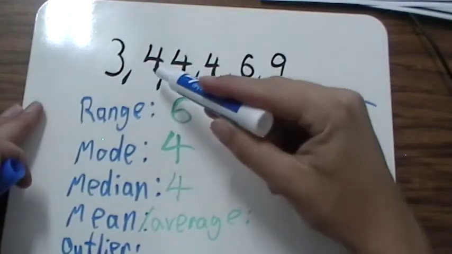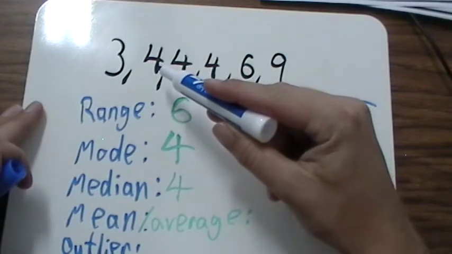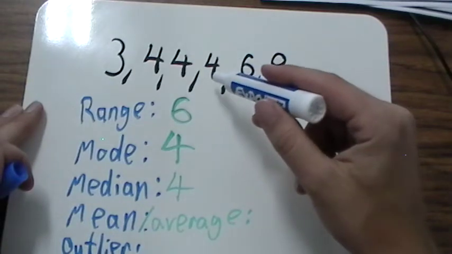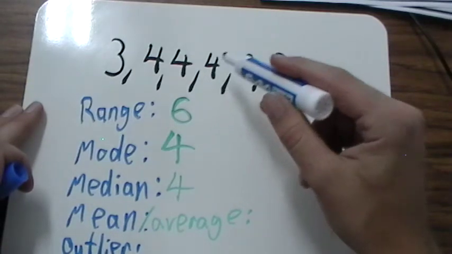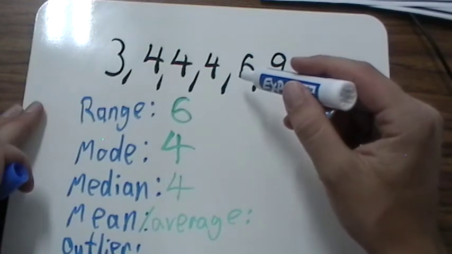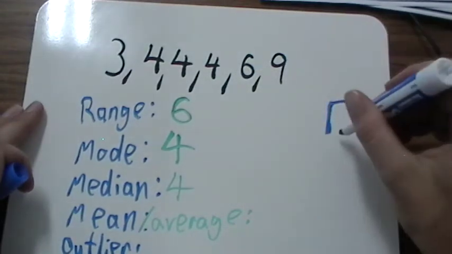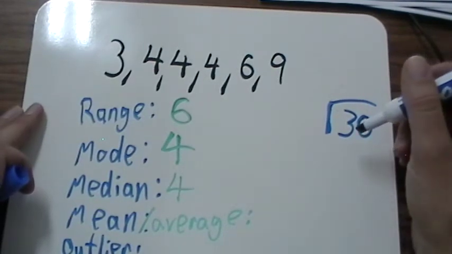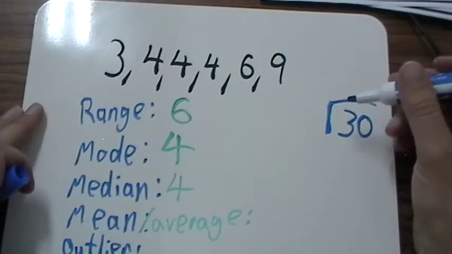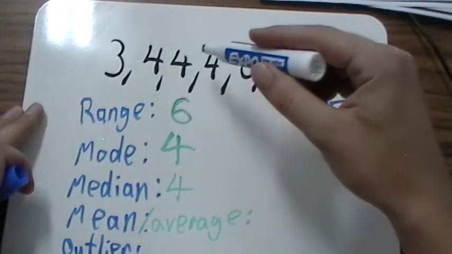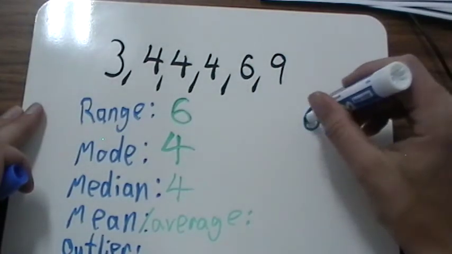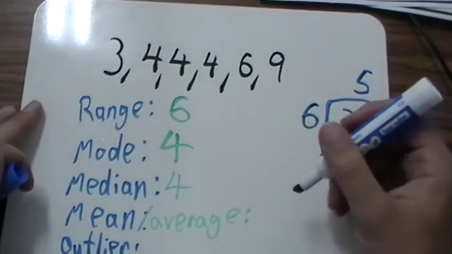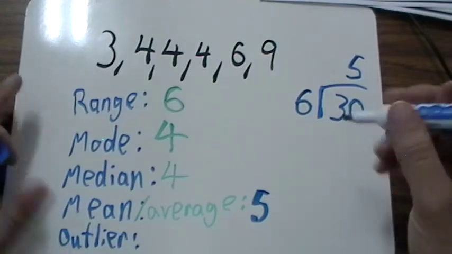3 plus 4 is 7. 7 plus 4 is 11. 11 plus 4 is 15. 15 plus 6 is 21. 21 plus 9 is 30. So if I took all the sunflowers and added them together, I'd get 30. Now what I need to do is divide by how many sunflowers I have. 1, 2, 3, 4, 5, 6. There's 6 sunflowers. So 30 divided by 6, oh, you know that one. It's 5. So my average is 5 feet.